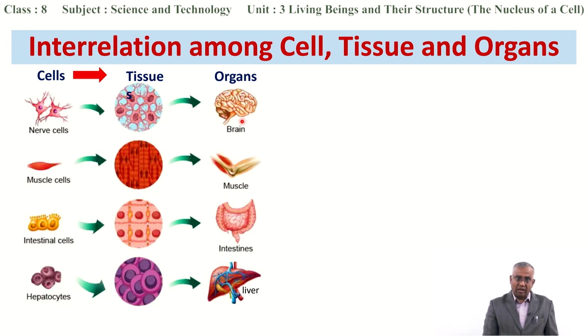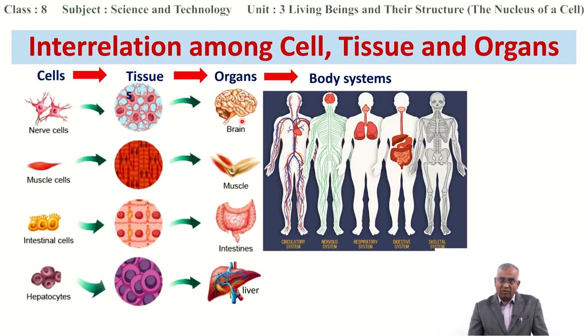Okay, students. Now see, after that, what happens? These organs, when they unite, form different body systems. You can identify this. Is it difficult to read? Doesn't matter. That is the blood circulatory system. It is the nervous system. It is the respiratory system. It is the digestive system. And that one is what? Skeletal system. Muscular system is not shown here. Endocrine system is not shown here. Reproductive system is not shown here. Not all the systems, some representative systems are shown here.